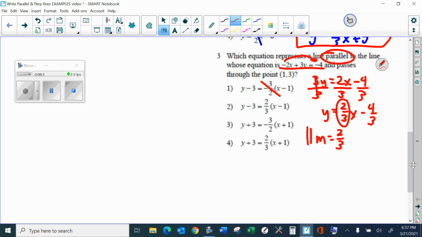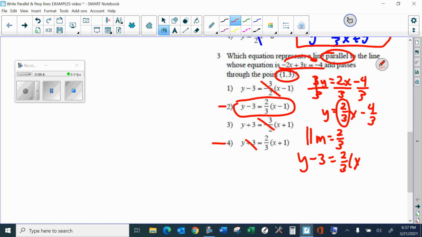So it wipes out that one and wipes out that one. So I'm down to either here or here. And I want it going through 1, 3. So it should be y minus 3. Oh, that says y plus 3, so I'm done. Oh, it's got to be y minus 3 and also x minus 1, which is that one right there. Again, I could write y minus 3 equals the slope 2/3 times the quantity x minus the x coordinate, which is 1. And that is that one right there.